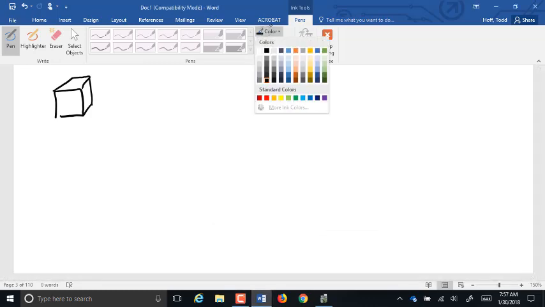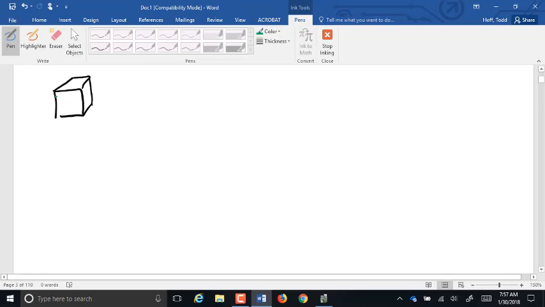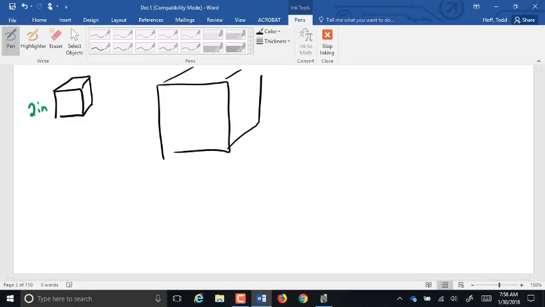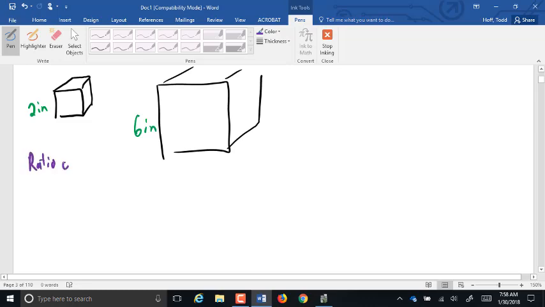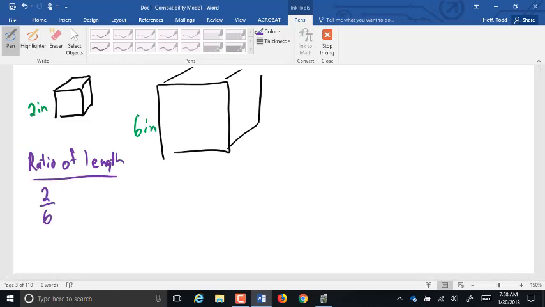Okay, so let's say that this is 2 inches on a side. And we blow it up so that it is now, let's go 6 inches on a side. Our ratio of lengths is going to be 2 to 6, which we will reduce to 1 to 3.